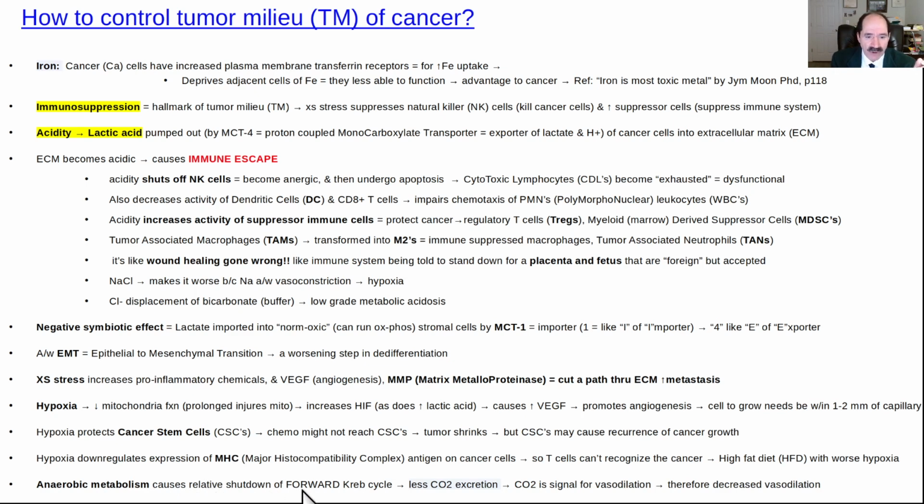Okay, anaerobic metabolism causes relative shutdown of forward Krebs. We talked about that before. When you shut down the forward Krebs cycle, which we talked about as an electron harvester for electron transport and oxphos, what also happens is you're no longer going to be decarboxylating. When you run forward, it's an oxidative process, Krebs cycle, and it's separating out CO2s. When you stop running Krebs cycle forward because of anaerobic metabolism in the cancer cells, you're making less CO2, and that drop in CO2 means less vasodilation, because the arteries are constricted down because of this lack of CO2 to vasodilate them, more vasoconstriction, more hypoxia. So that's how the cancer cell gets the whole game going in its favor.